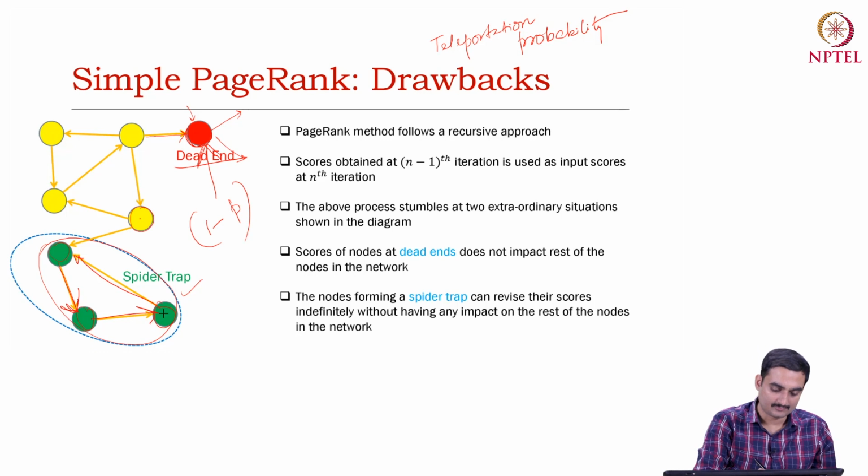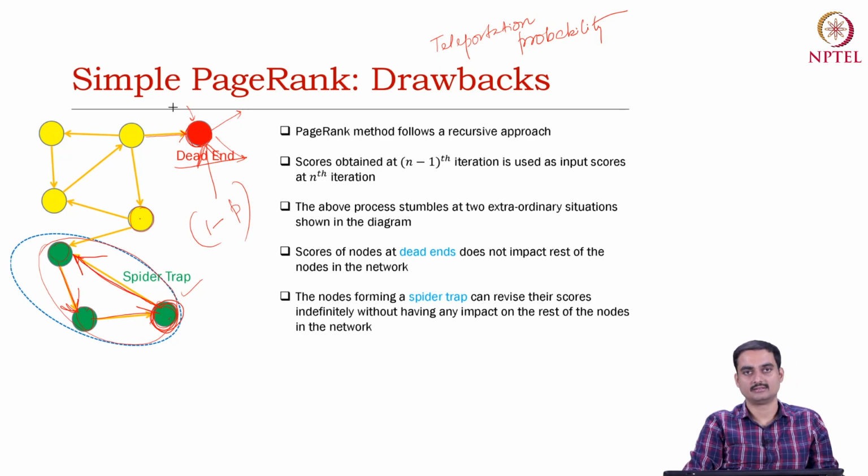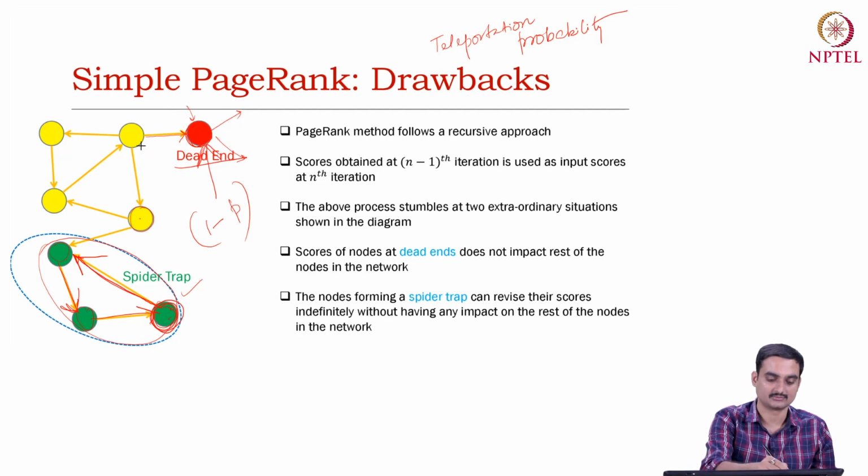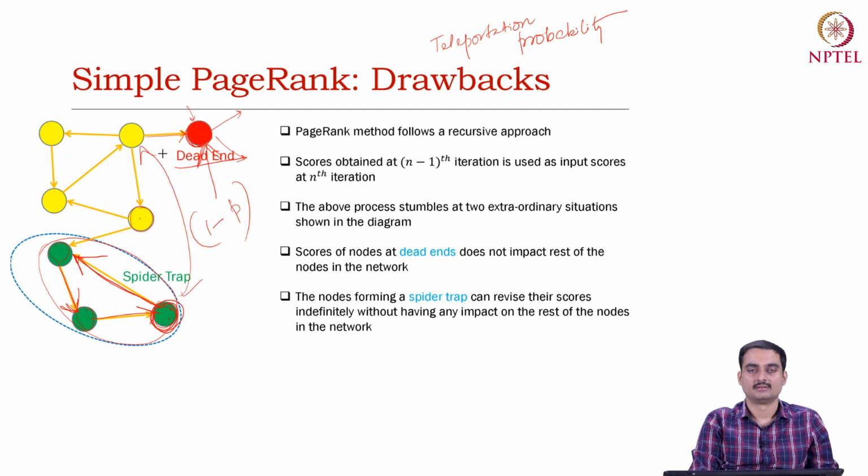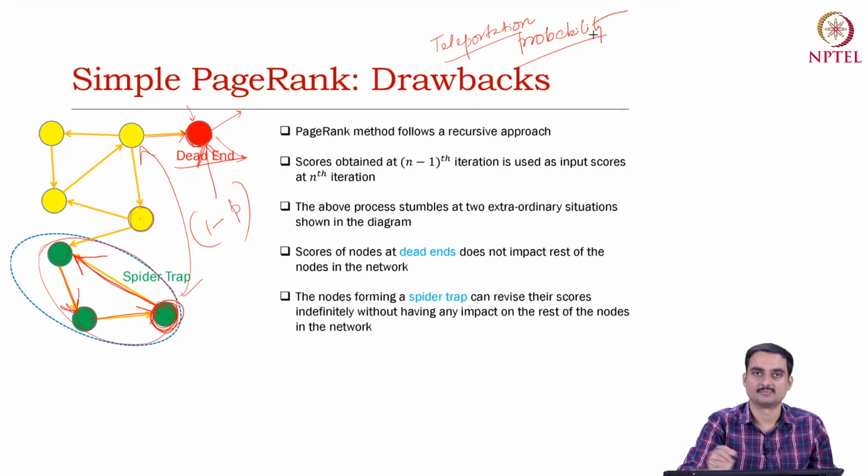Say for example you are here. With probability P, you can choose this edge. With probability 1 minus P, you can move from this node to any other node in the network. You can directly jump from this to this, for example, although there is no direct edge, right? And this is called teleportation probability.